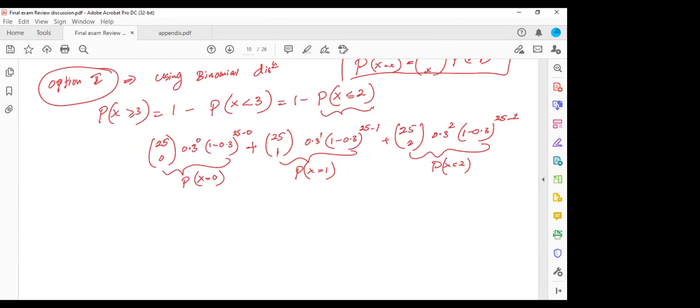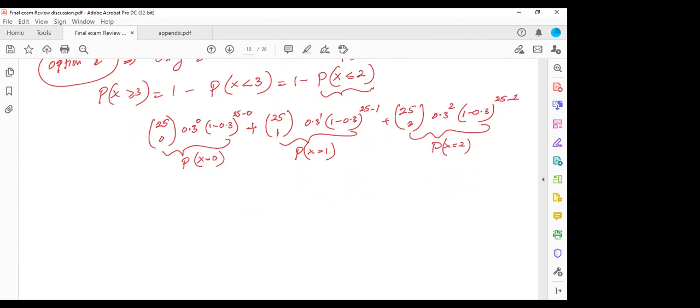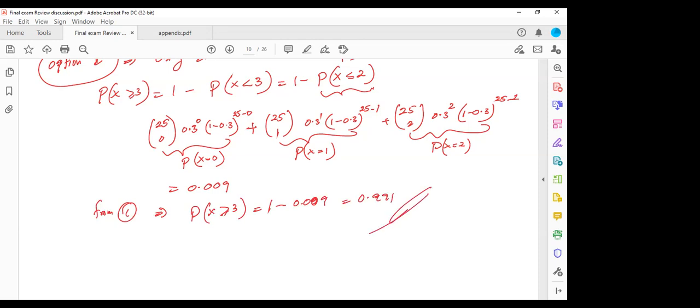Once you calculate these values, you can get 0.009, same value. Okay, so again from 1 you can simply assign these values. Equals 1 minus probability of x less than or equal to, which is 0.009, and it is 0.991.